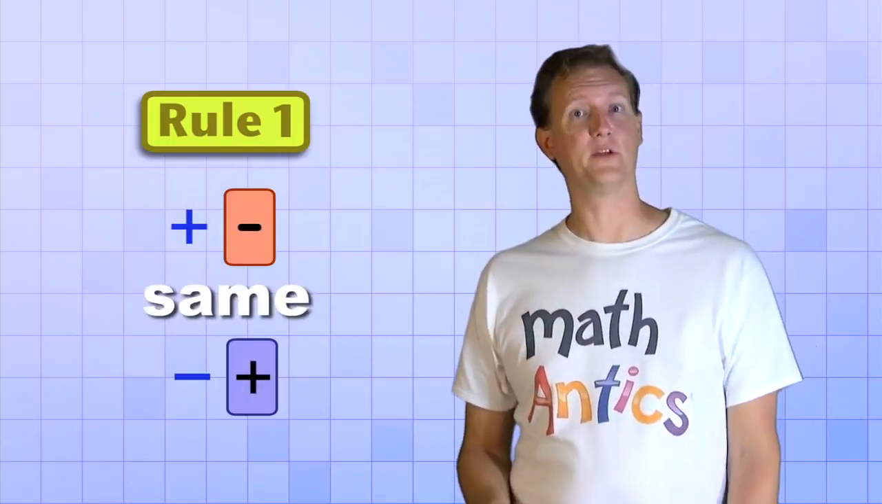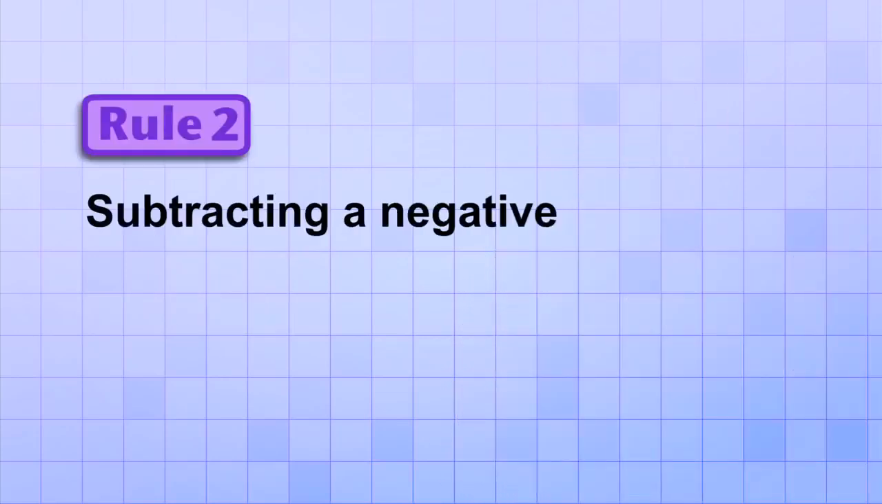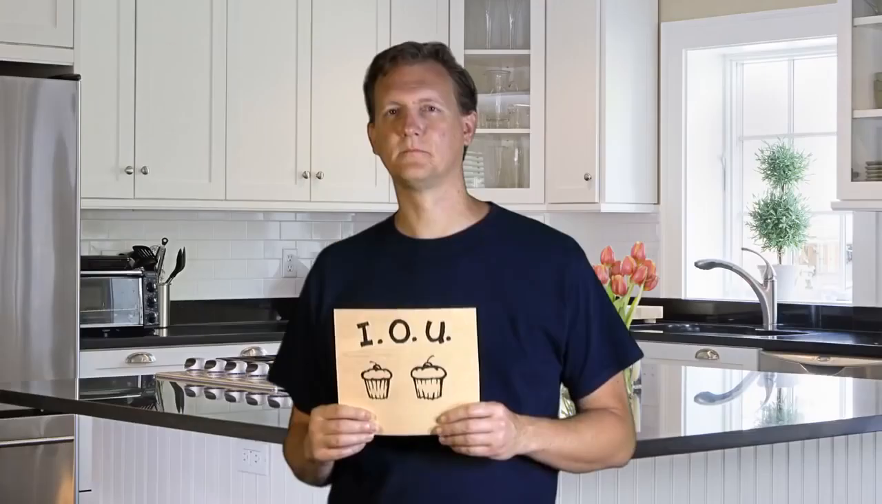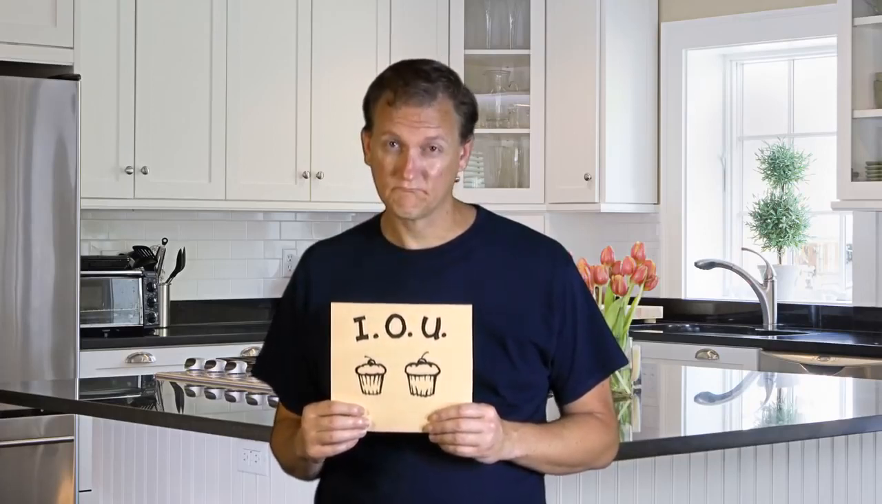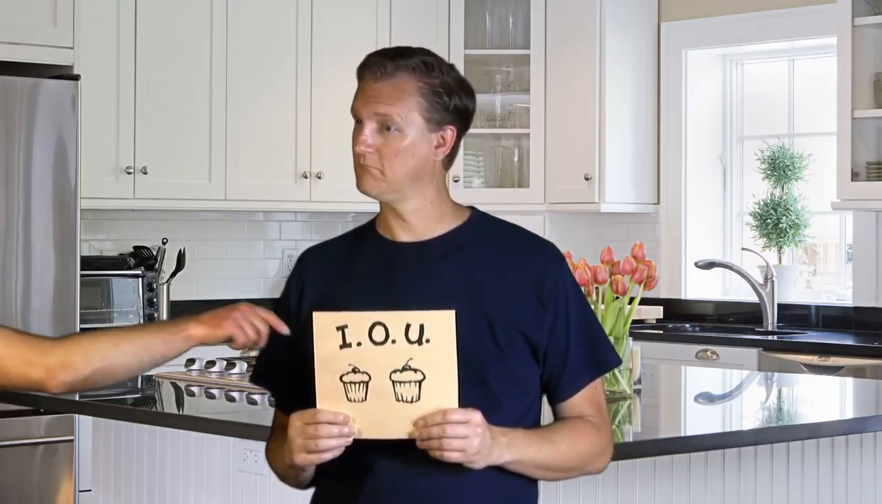Now what about rule number 2? Well, the second rule is this: subtracting a negative is the same as adding a positive. Let's say you have negative 2 cupcakes. Like if you have a debt. You owe me 2 cupcakes. You wouldn't be too happy having that negative, would you? But what if I subtract that negative from you? Taking away the negative 2 made you more positive, right? Subtracting the negative gives you less debt.